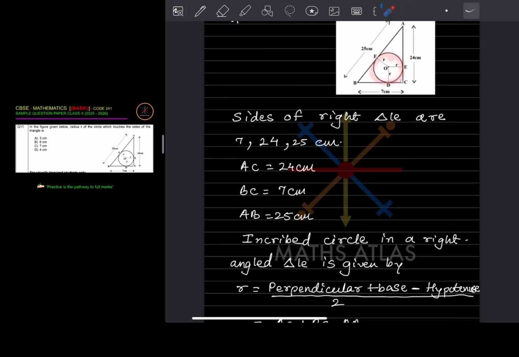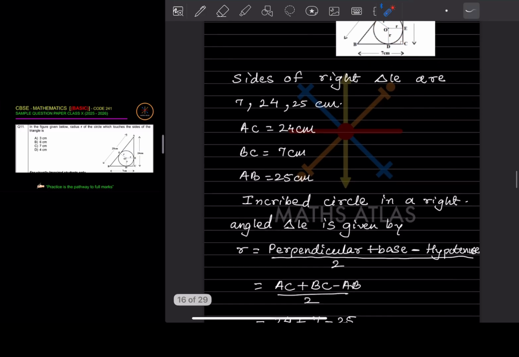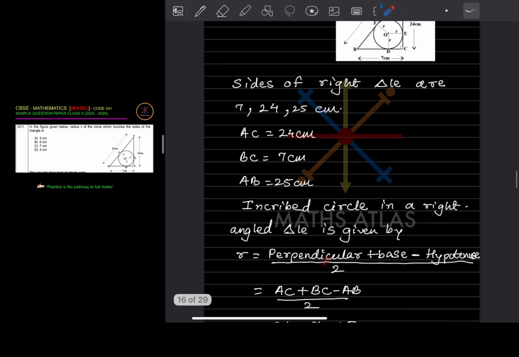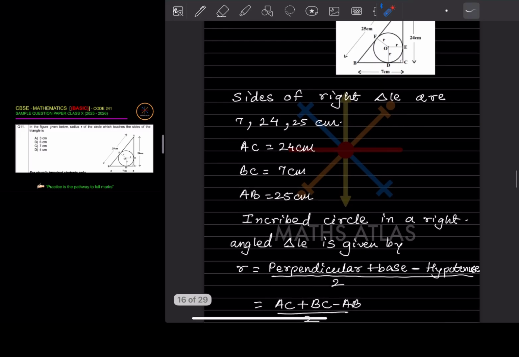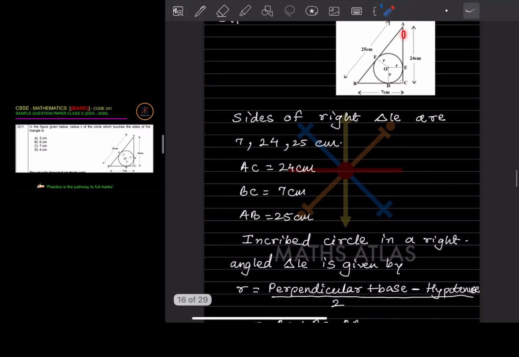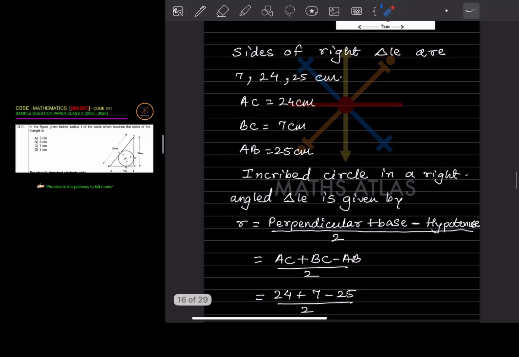So we can say the radius of an inscribed circle in a right angle triangle is given by a formula, which you have to remember. R is the radius we have to find. You know the perpendicular plus base. This is the base, this is the perpendicular, and this is the hypotenuse. Why do we say this is the hypotenuse? Because this is 90 degrees. The side opposite to this 90 degrees is always the hypotenuse.